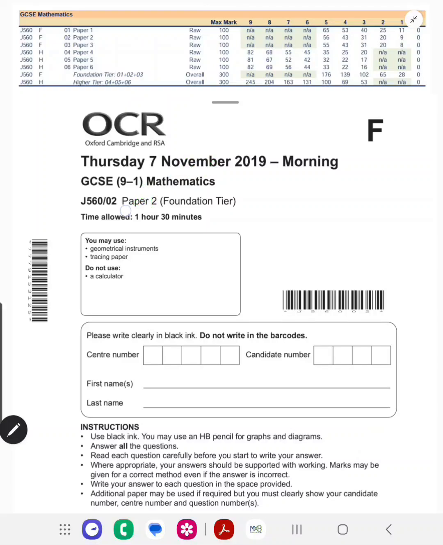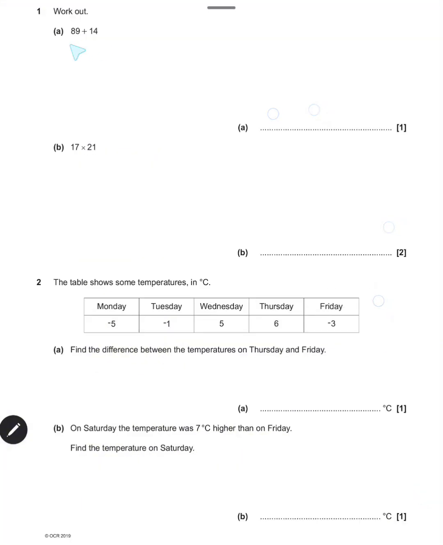So this is OCR's paper 2, foundation tier, non-calculator from November 2019. And if we have a look at your grade boundaries, you need 43 marks for a 4 and 56 marks for a grade 5 on this paper. Question 1, we've just got some nice straightforward addition to do.